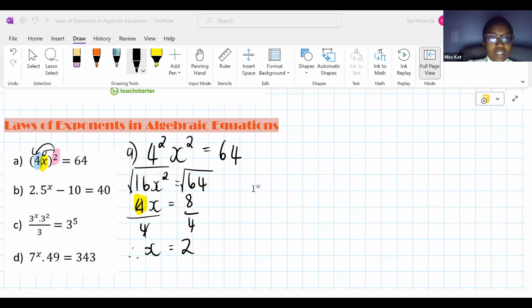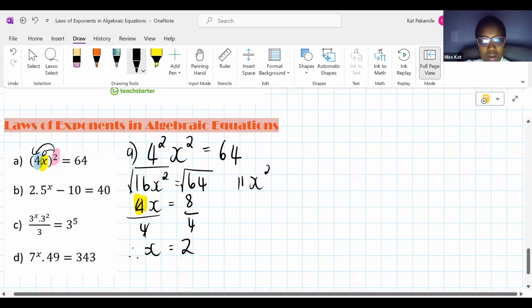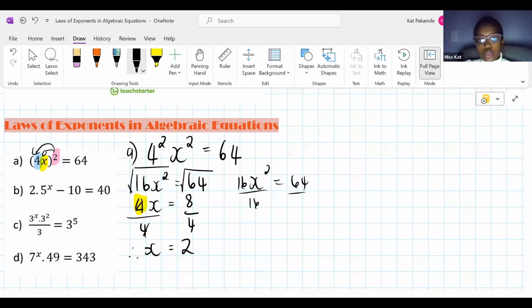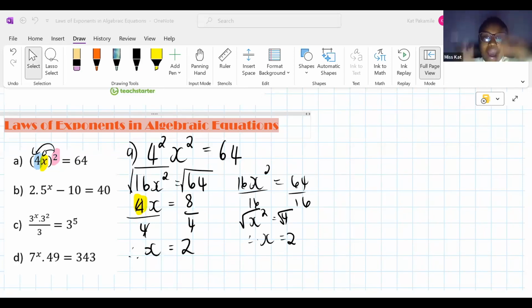Okay, but I did see someone say 16 first, so it was possible over here. Let's see: 16x squared equals 64. Divide by 16 first, so then x squared will be equal to 4. You square root both sides and you still get x equals 2. We are starting to think critically and I am here for it. I'm loving it. Guys, I'm loving it.